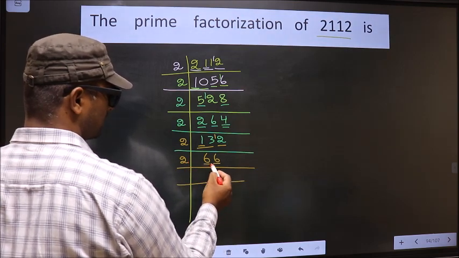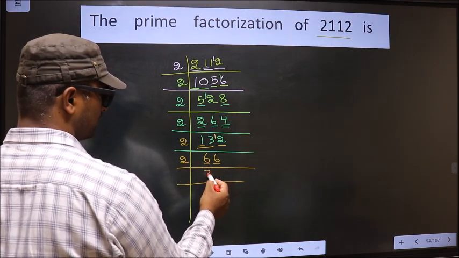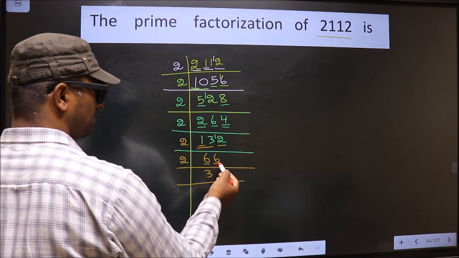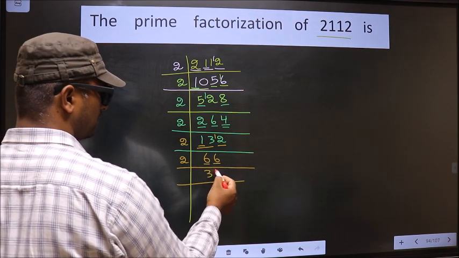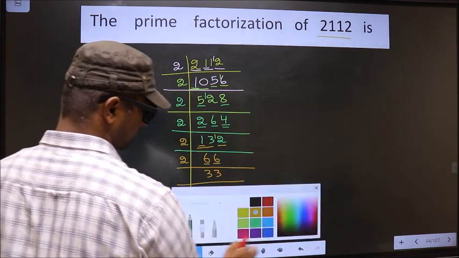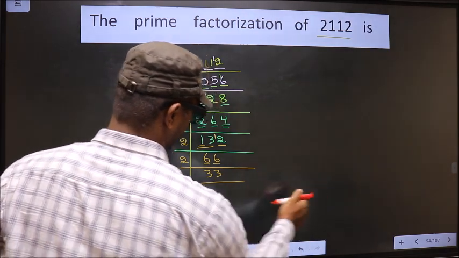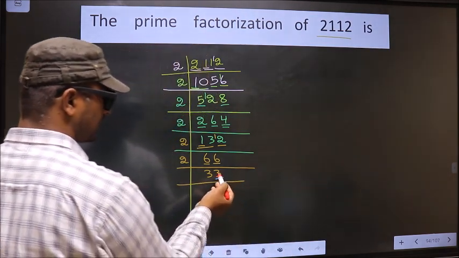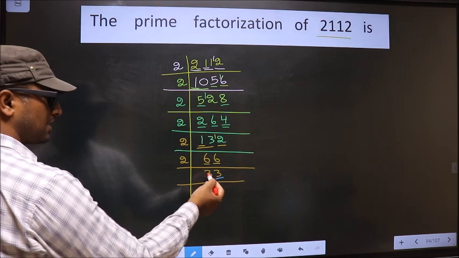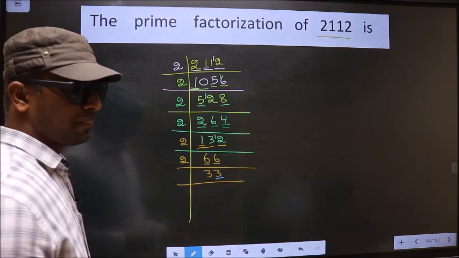The first number is 6. When do we get 6 in 2 table? 2 3 6. The other number 6. When do we get 6 in 2 table? 2 3 6. Now for this number, last digit is 3, not even, so this number not divisible by 2.